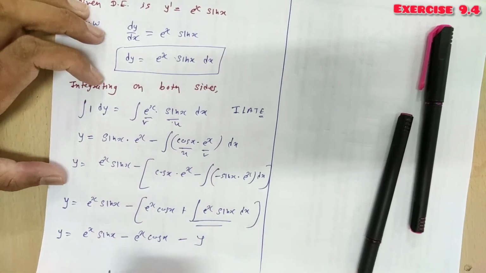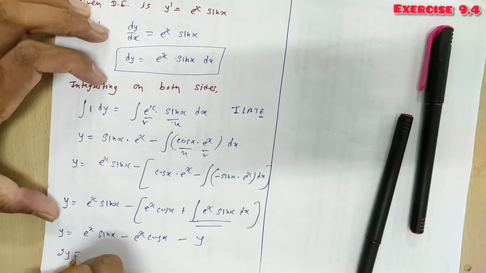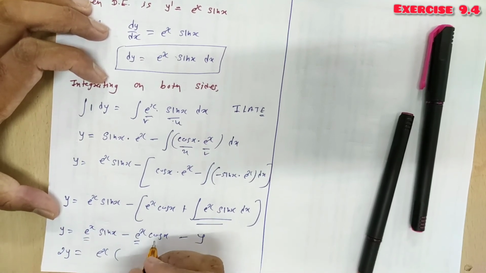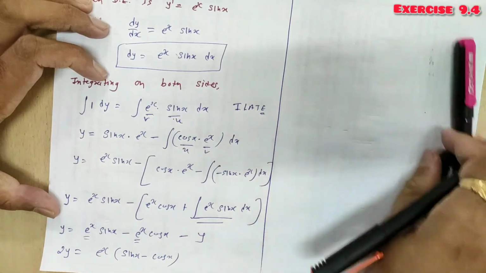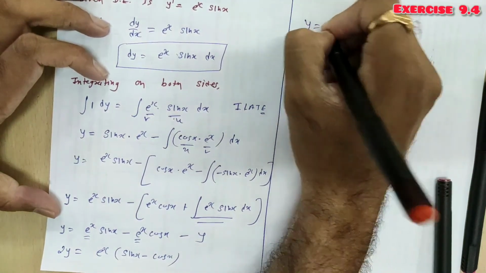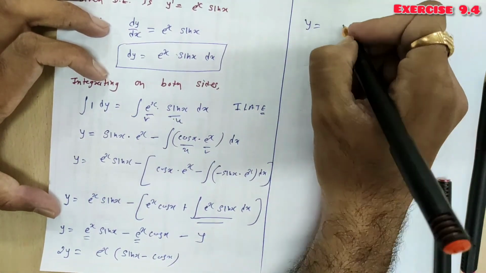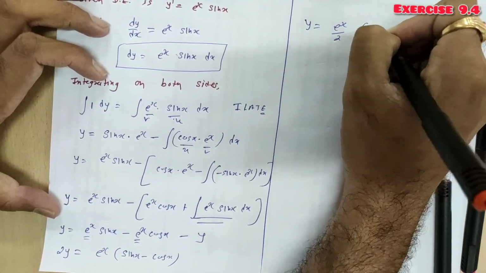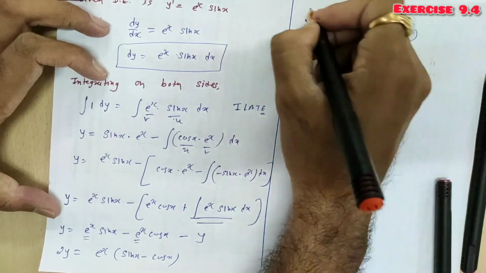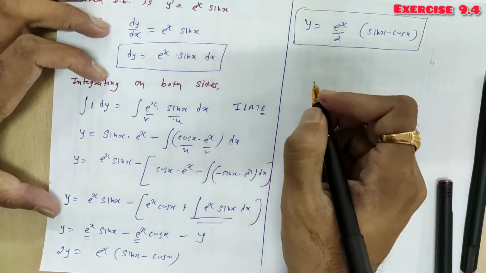Taking this y on the left hand side, we are having 2y equal to, taking e raised to x common, sin x minus cos x, and therefore our general solution y is e raised to x by 2 upon sin x minus cos x. This is the general solution. Now use the condition.